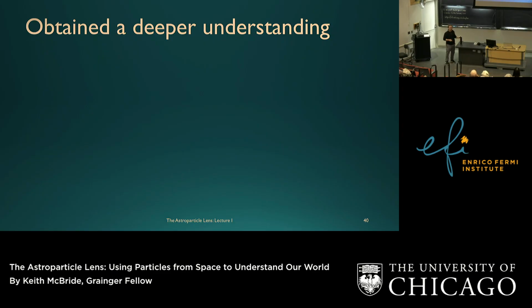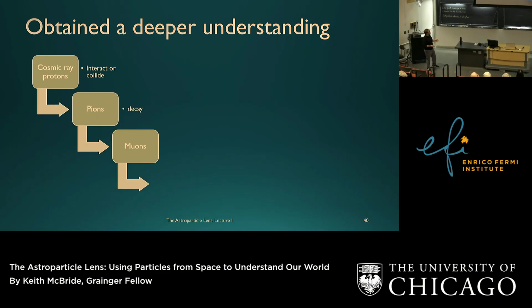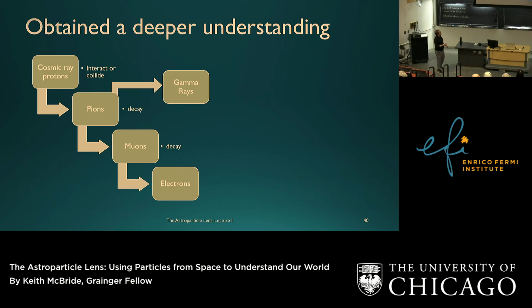we had a much deeper understanding now of what was happening, right? From that mysterious radiation that was discharging Coulomb's electroscopes almost 100, 200 years ago. So we now understand that cosmic ray protons come in and interact or collide with the gas in the atmosphere, for example, and produce these pions. And those pions decay and can produce muons, because we directly observe them, right? And those muons can decay and produce electrons.